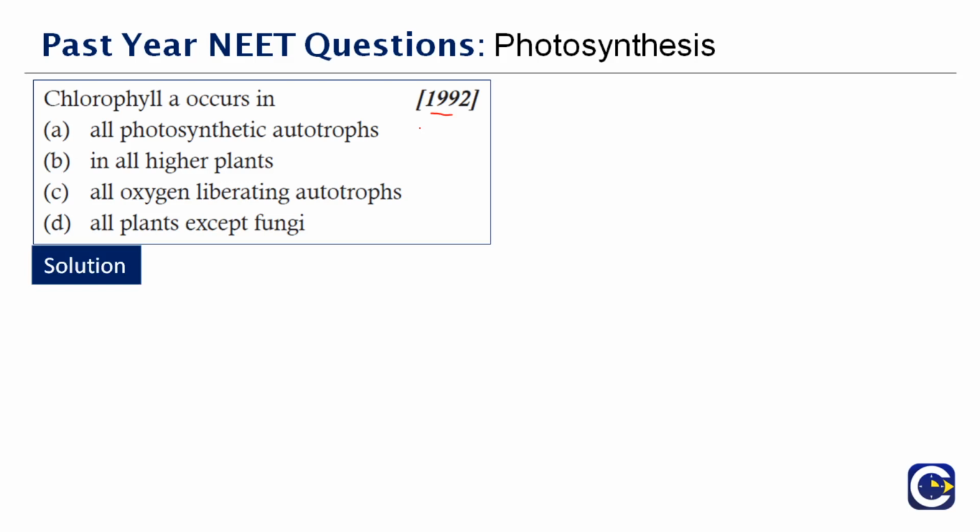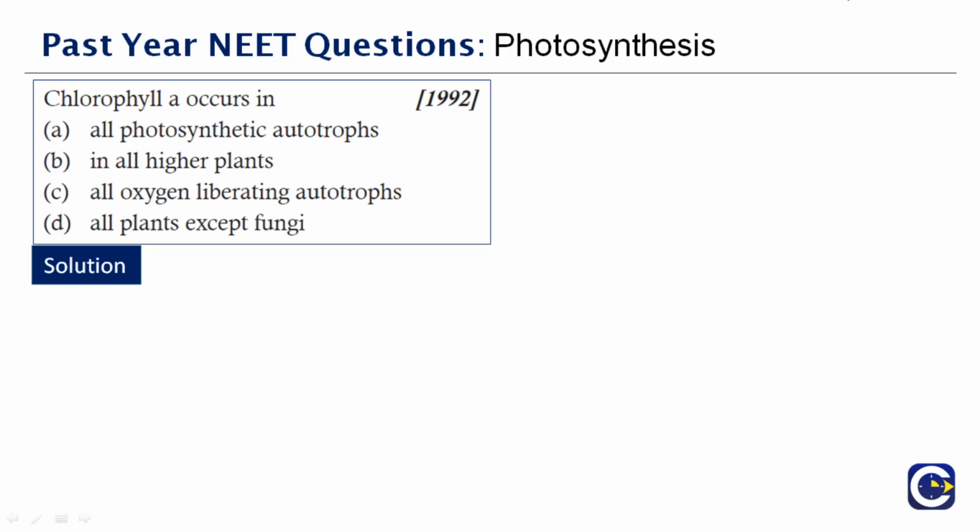So here, you're given four options: all photosynthetic autotrophs, all higher plants, oxygen liberating autotrophs, all plants except fungi. Out of the four options, you clearly need to analyze which will be correct for this. Chlorophyll, of course, photosynthetic autotrophs, okay, it is accepted.